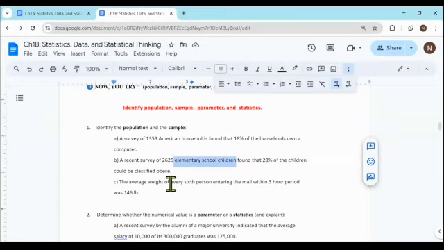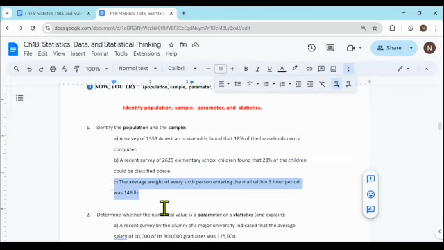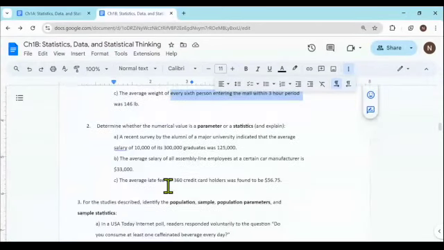Next, C. The average weight of every sixth person entering the mall within a 3-hour period was 164 pounds. What is the sample? Every sixth person that enters the mall in 3 hours. Right. And what's the population? All people entering the mall within the assigned 3-hour period. Very good. All right, next one.